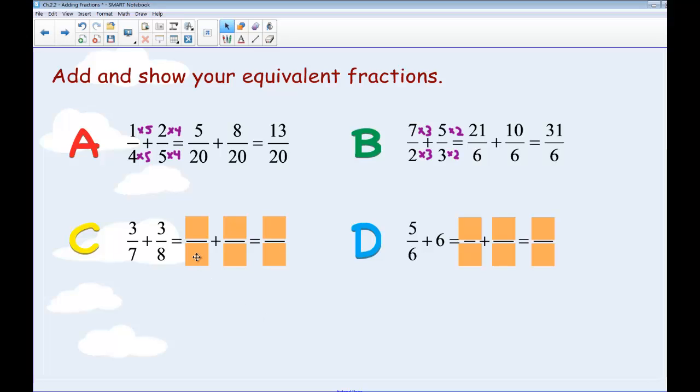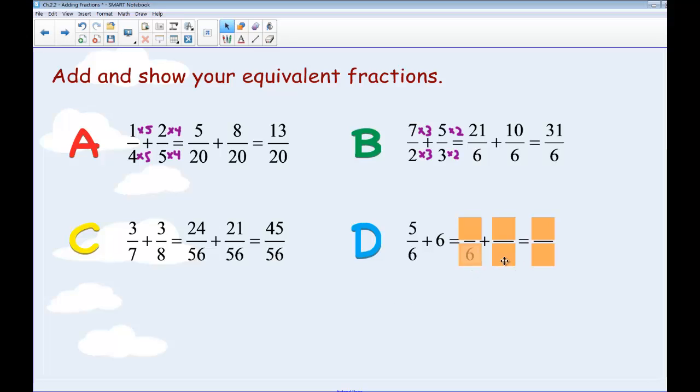In question C, our common denominator is 56. And I'm just going to click through these a little quicker. 24 and 21 become our numerators. Add those together, we get 45 over 56.